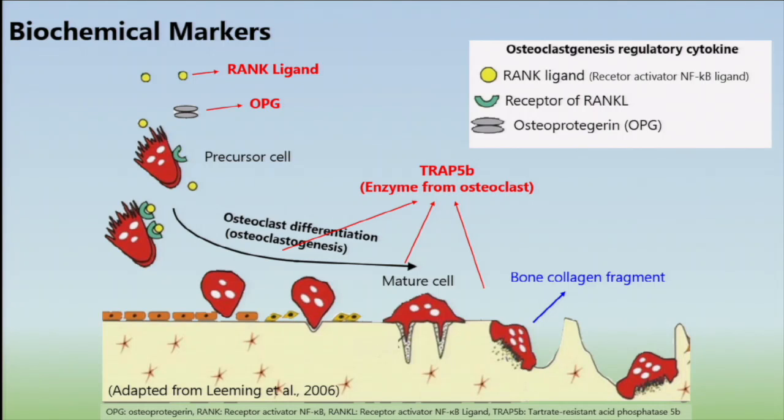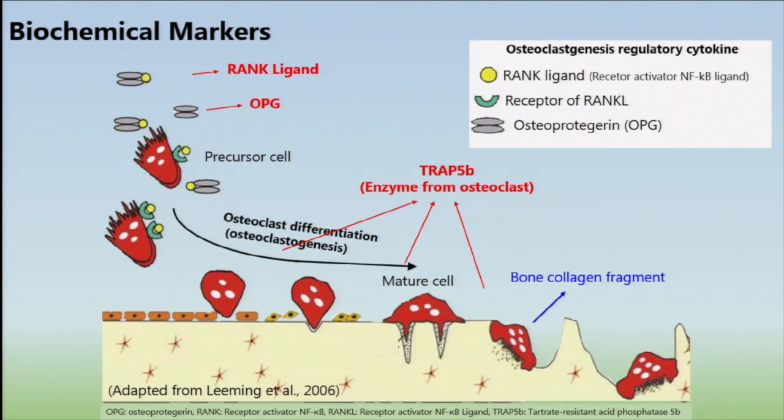The RANK ligand promotes osteoclast cell formation by binding its receptor on precursor cells. In contrast, OPG inhibits osteoclastogenesis by acting as a decoy receptor of RANK ligand. RANK ligand, OPG, and TRAP5B are released into circulation during osteoclastogenesis. So by measuring these blood concentrations, we can estimate how the osteoclastogenesis goes.